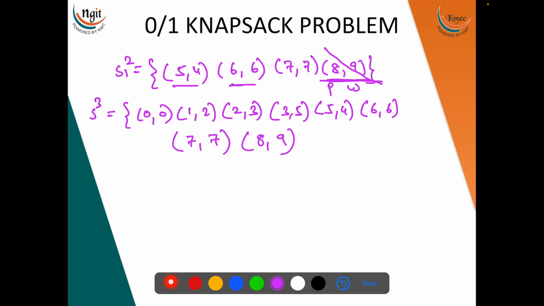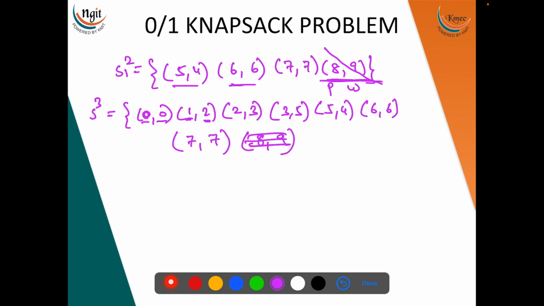So I told you 8 comma 9 should get ignored, because it goes beyond the capacity. I'm not going to take that. Now the above is set 3, where if you look at set 3, observe this profit and weight. Profit and weight.